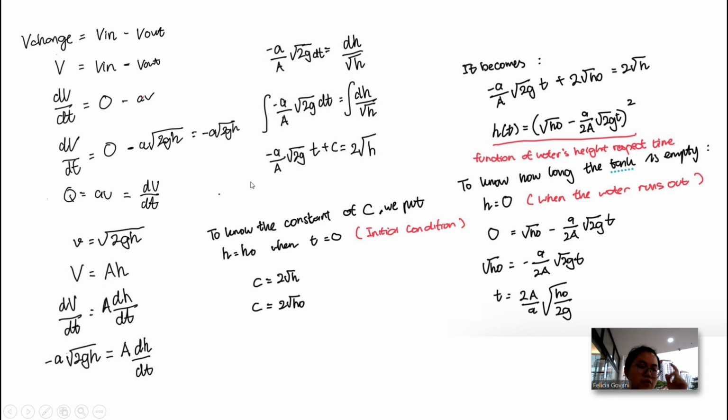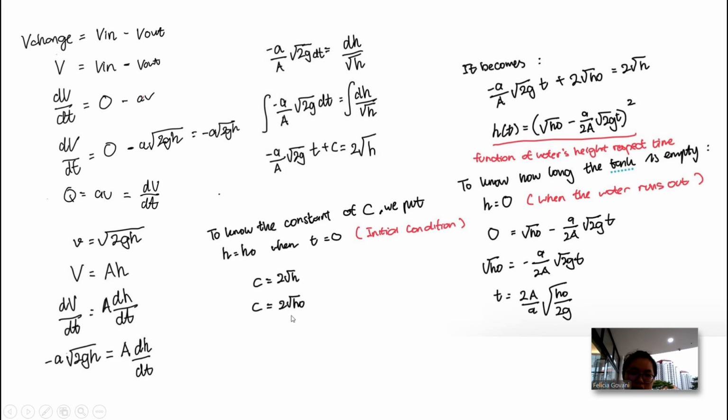Because in here we need to search the function of H. So it becomes minus. We put the dt to the left, dh to the right. After we integrate it, we get this function. We want to know the c.